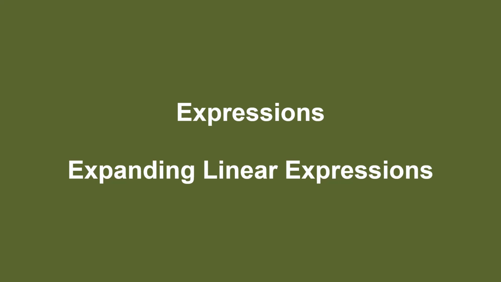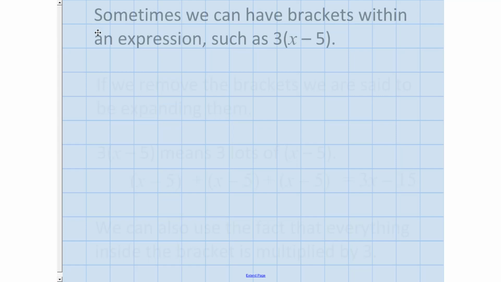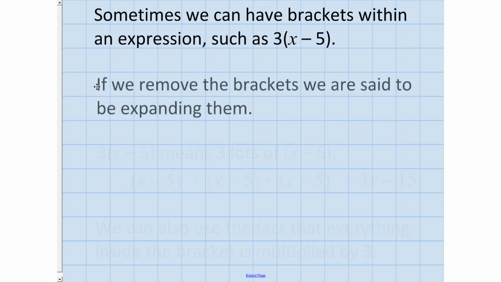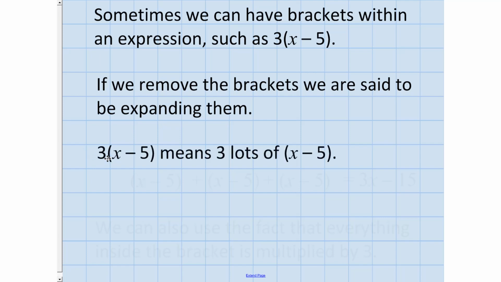Expanding linear expressions. Now sometimes we can have brackets within an expression, such as 3 and in brackets x minus 5. If we remove those brackets, we're said to be expanding them. Now what 3(x minus 5) means is 3 lots of x minus 5. So we've got 1x minus 5, and we've got another x minus 5, and another x minus 5. You can probably see there we're going to have 3 x's and a minus 15.